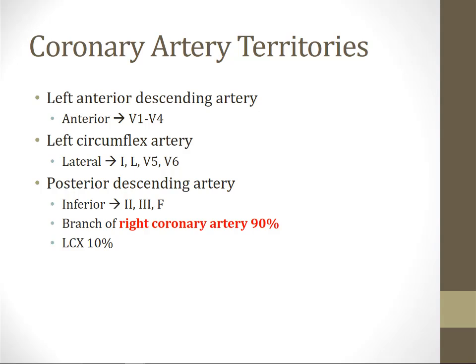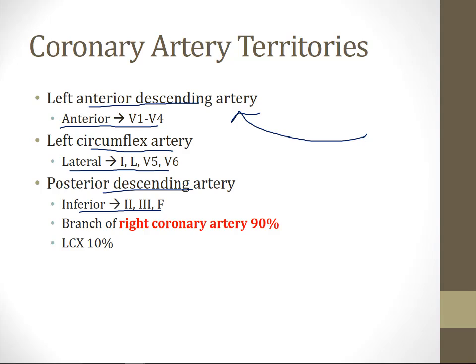So when you see anterior ST elevations in V1 through V4, the anterior wall of the left ventricle is supplied by the left anterior descending artery. So this is the artery that will have a thrombus. When you see lateral ST elevations in 1, aVL, V5, and V6, this portion of the left ventricle is supplied by the left circumflex artery, so that is the artery that has the thrombus. When you see inferior ST elevations in leads 2, 3, and aVF, this implies ischemia of the posterior descending artery. That's what supplies the inferior wall.